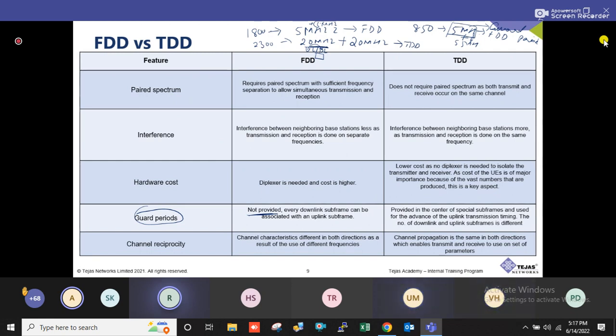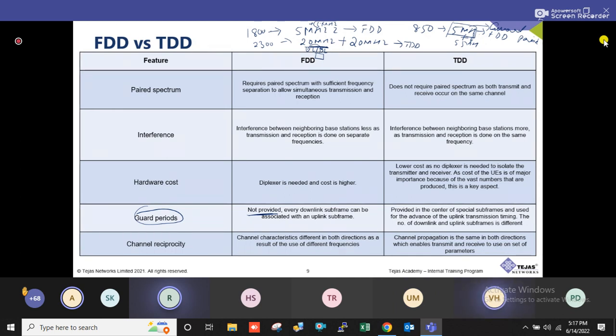See, there is a subframe concept in FDD and TDD both, but there is no guard period in FDD. The subframe concept, the frame concept, or the slot concept is there in both FDD and TDD. That means the guard period only occurs in 2400, that is in TDD. Exactly. Not only in 2300, any TDD technology will have a guard period, the special time slot.